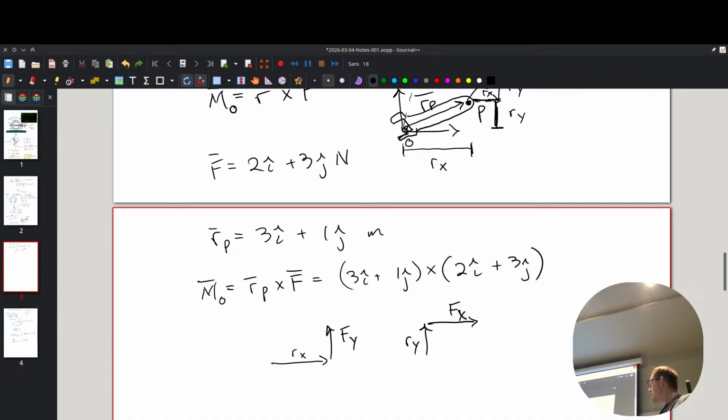All right, so 3i times what? What's our first thing? What's our first value? 3 times 2 or 3 times 3? It's 3 times 3, like I times j, the I component, j component.